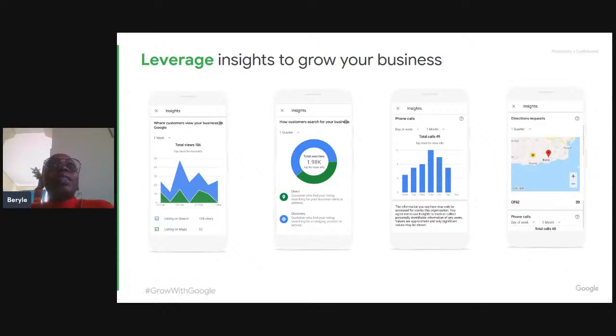And learning these insights helps you to tweak how you can better optimize your business profile, how better you can use maybe images, maybe posts. What can you do better? What other strategies can you use to ensure that your profile is more visible to your target audience?